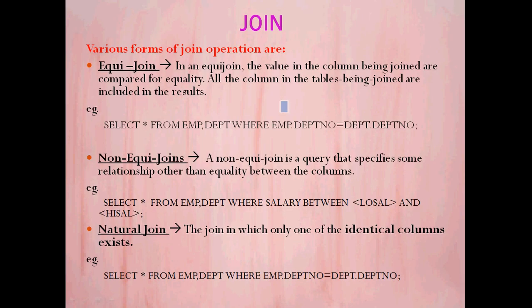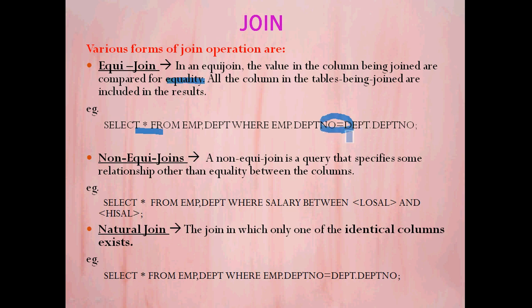What are the different types of join operations available? One is equi-join. Equi-join is a particular join in which the table is created based on equality. All the columns in the tables being joined are included in the result if you are using a query like this: select star from EMP comma department, where EMP.department number is equal to department.department number. So here the main operation is equal.